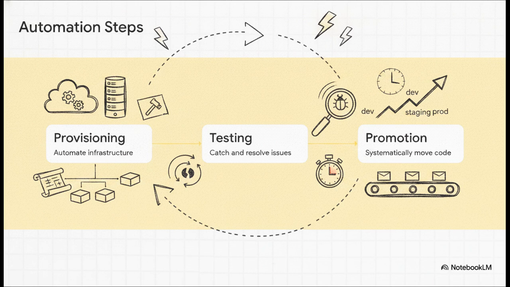Integrating automated tests early on means you catch and fix issues immediately. And Step 3, progressive promotion. Systematically and safely moving your artifacts through dev, staging, and finally into production. Automating this whole pipeline eliminates human error and vastly accelerates your delivery cycles.